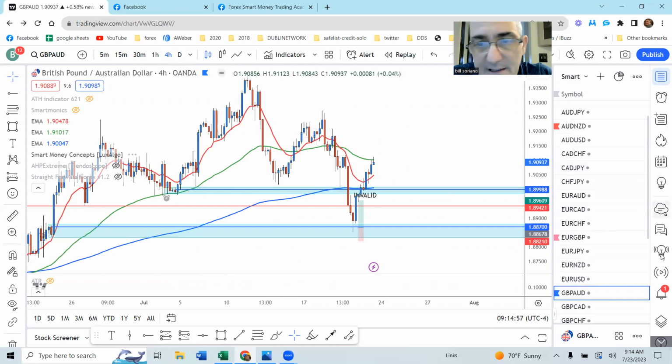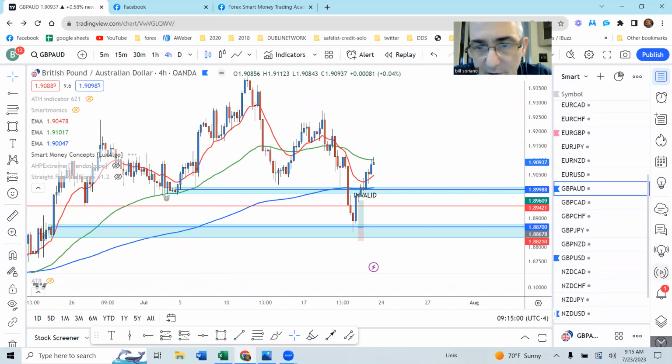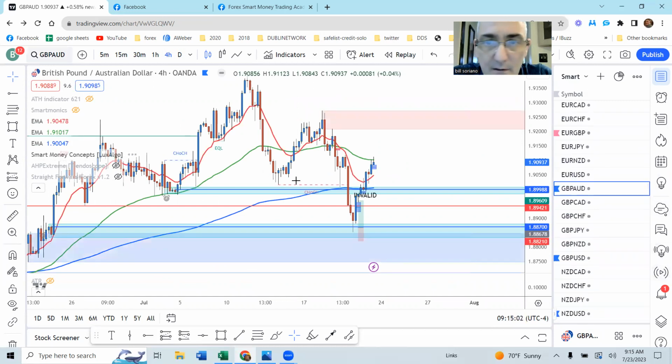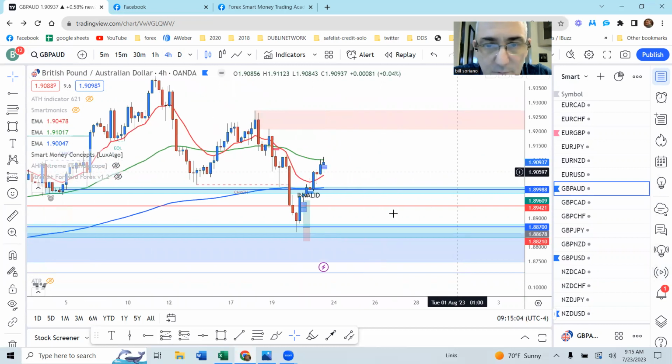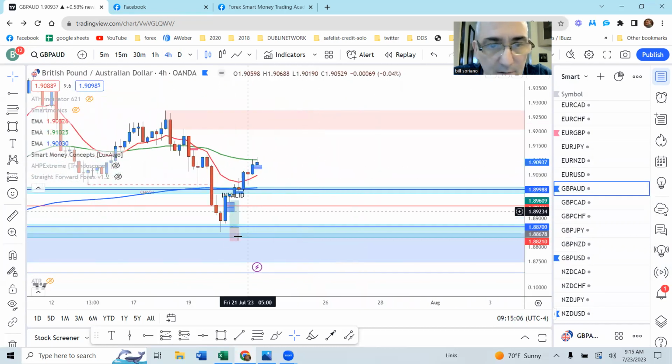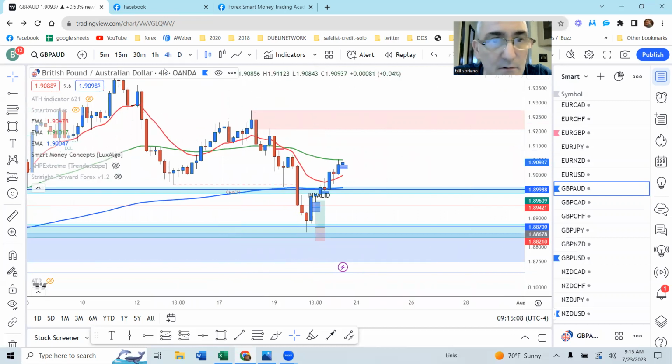GBP AUD, I think this trade here has hit the order block right here on the 4-hour. So we're currently waiting.